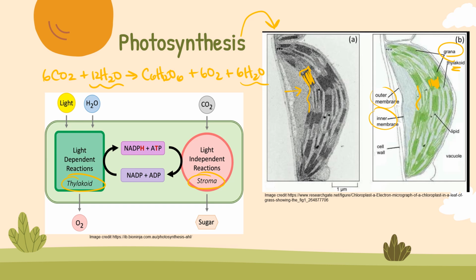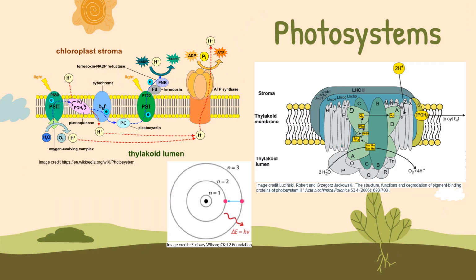The carbon dioxide is involved only in the light-independent reactions. The water we need only for the light-dependent reactions. This glucose is going to be produced in the light-independent reactions. The oxygen gas is produced in the light-dependent reactions. We're going to start with lots of details about those light-dependent reactions now.